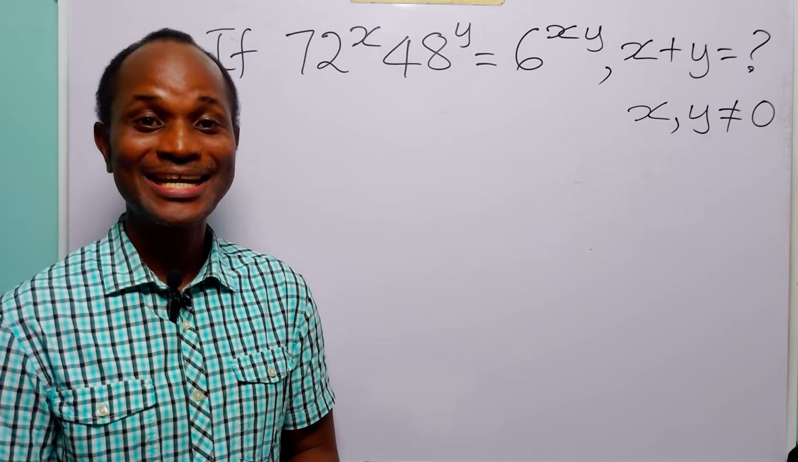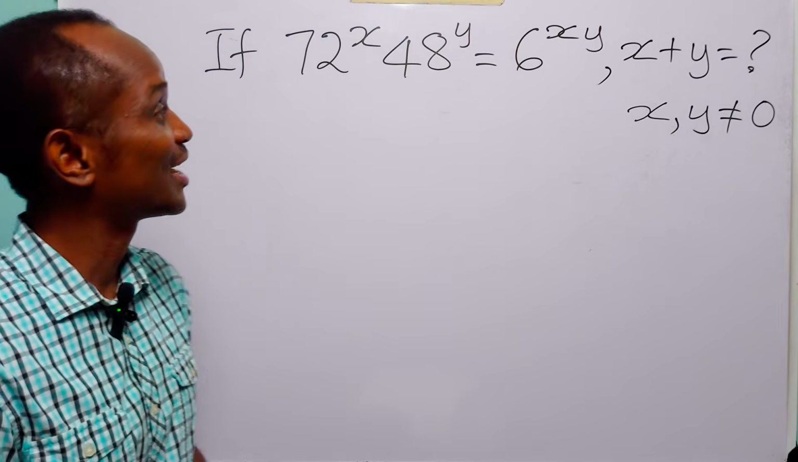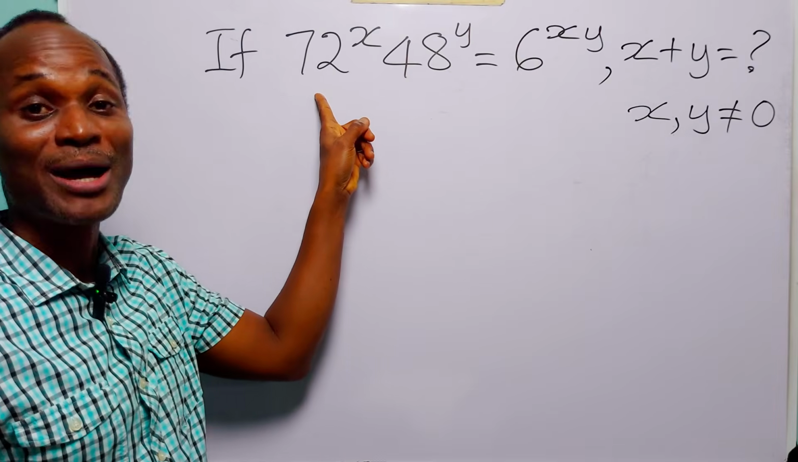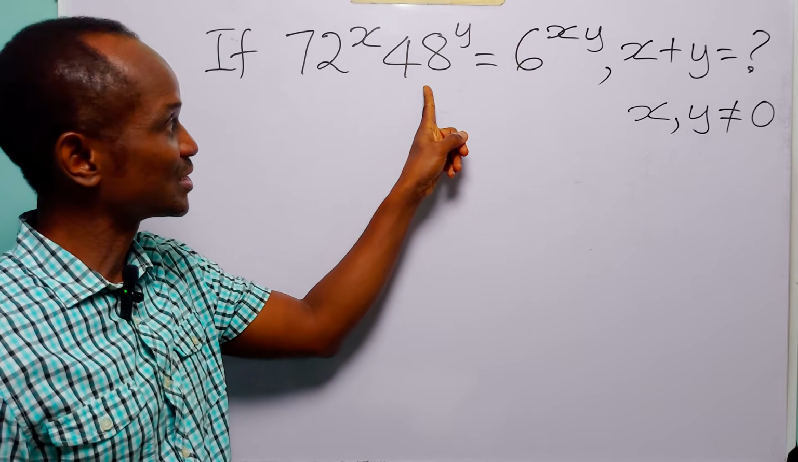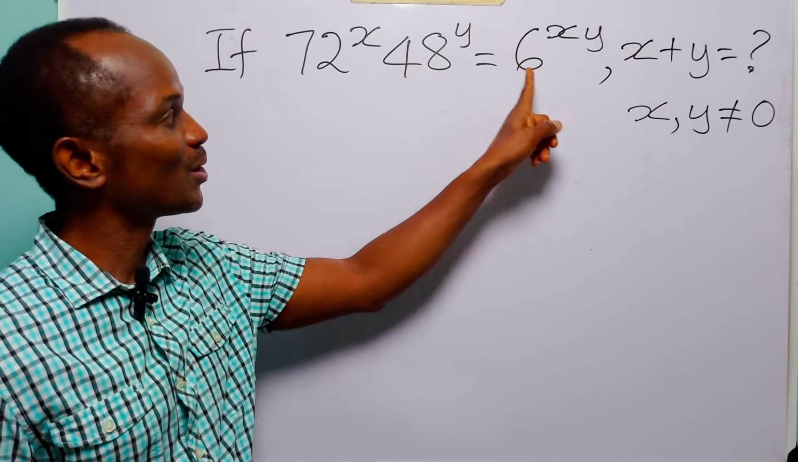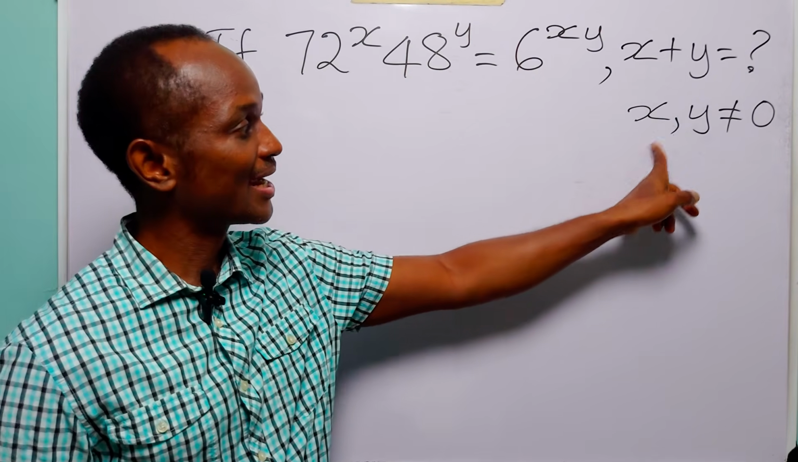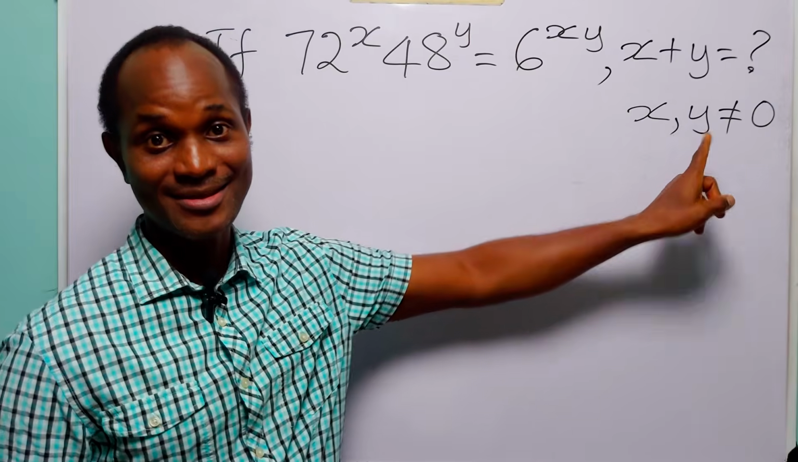Hello and welcome. In this math tutorial, our task is to find the value of x plus y, given that 72 to the power x multiplied by 48 to the power y is equal to 6 to the power xy. And of course, y and x are non-zero.